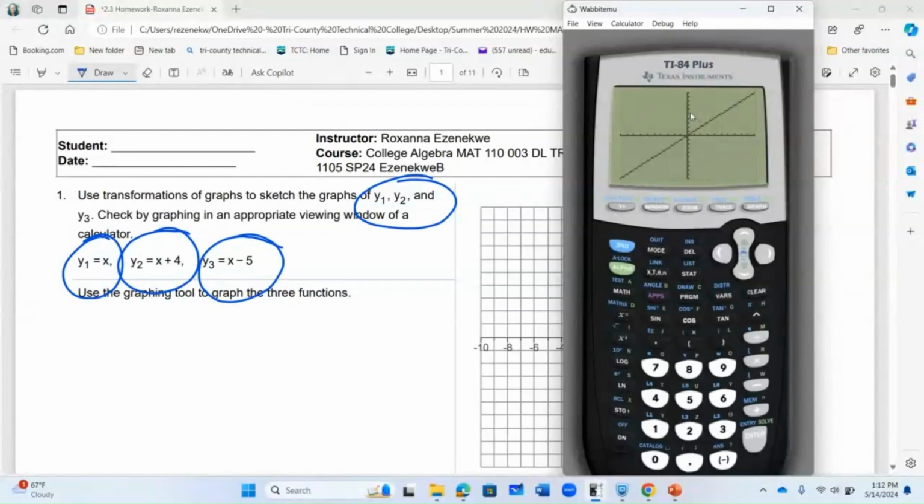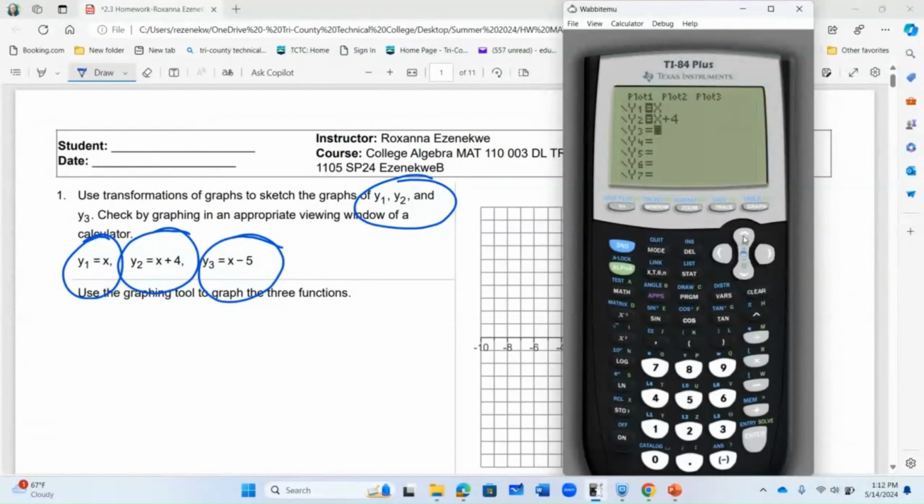And then when I add 4 to this parent function, I will go to my Y2 and put in x plus 4. So the parent function should be moving up 4 units. So I'm going to graph, move the 4 units, a vertical translation of a linear function. And then I'll go back to my Y function again, and I'll put in x minus 5, which is still a vertical translation, 5 units down.